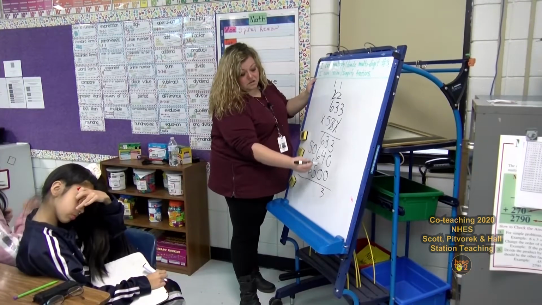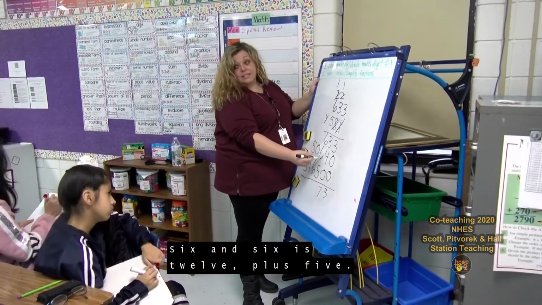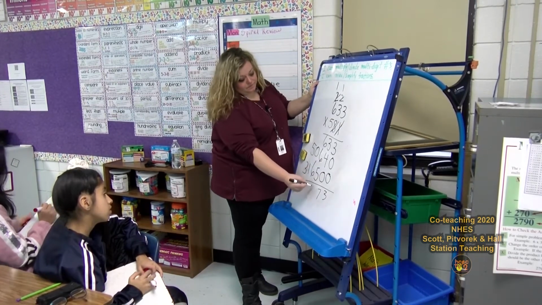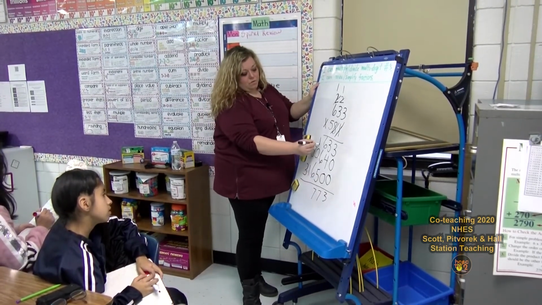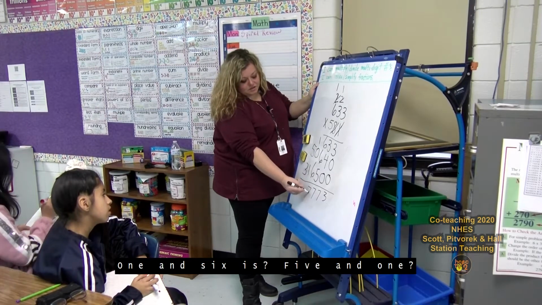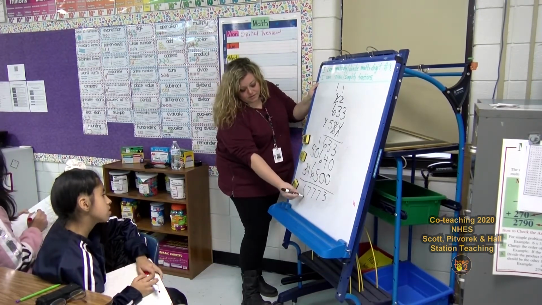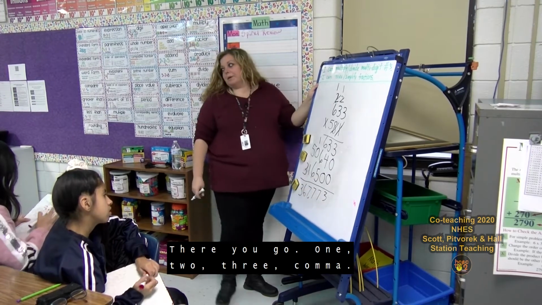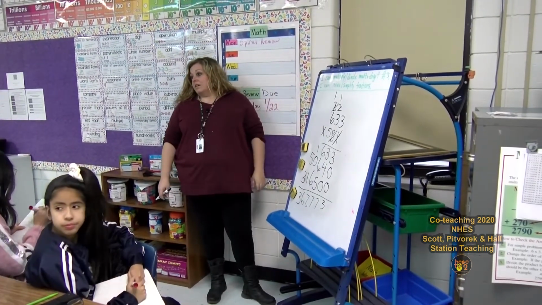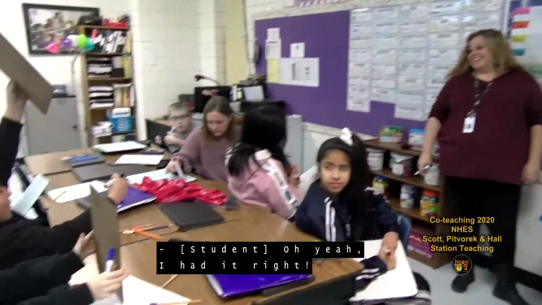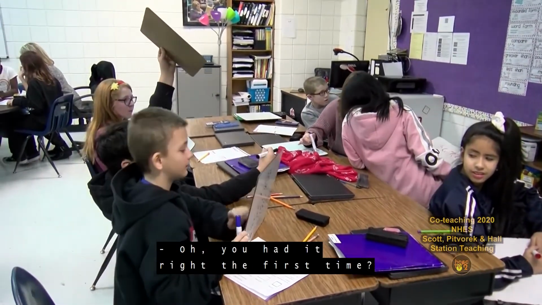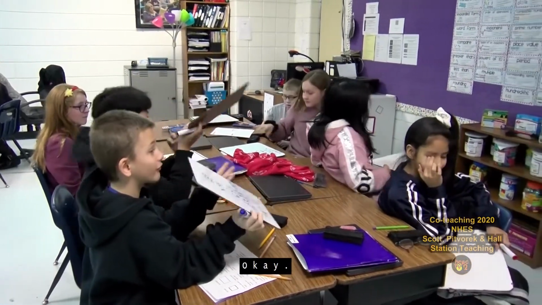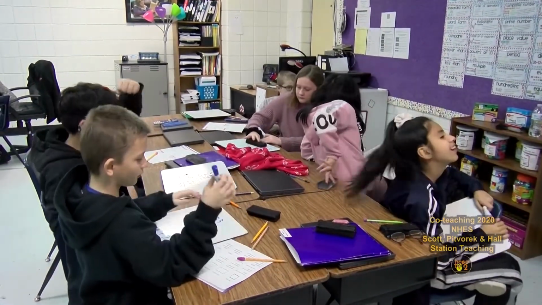3. 6 and 6 is 12. Plus 5. 1 and 6 is 5 and 1. There you go. 1, 2, 3, comma. You had it right the first time? You were just agreeing? Okay. I did it the wrong way. I forgot to add the 20.